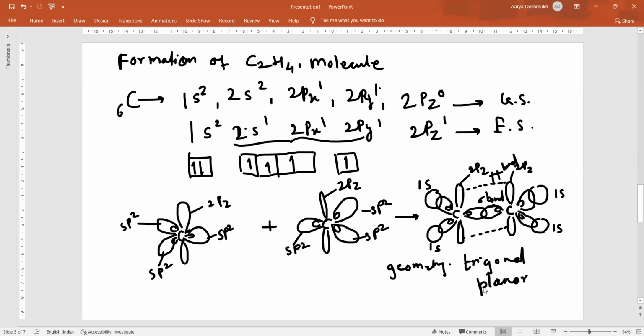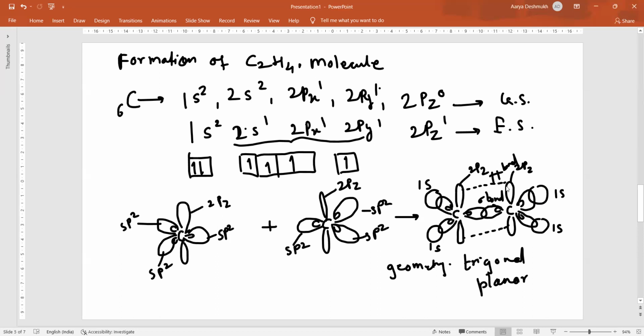Now these two sp2 hybrid orbitals overlap axially with the s orbital of hydrogen to form the sp2-s sigma bond. So this is responsible for the formation of sigma bond. This is the sp2 orbital, and this is the sp2 orbital of the second carbon atom. They overlap axially to form this sigma bond. The remaining two sp2 hybrid orbitals overlap with the 1s of hydrogen atom to form this CH bond, and this is the CC sigma bond. This is also a CH bond. This is also a CH bond.